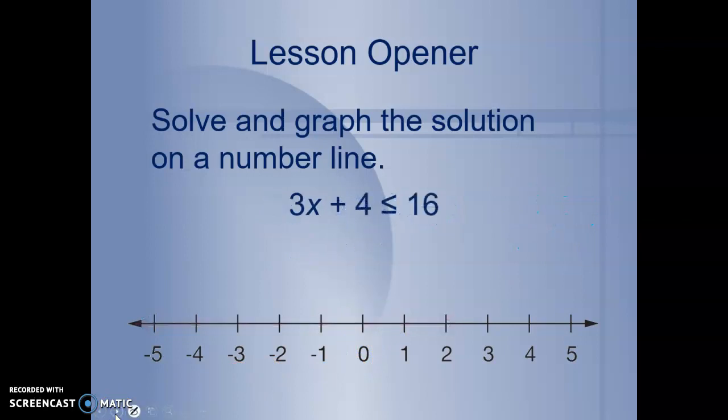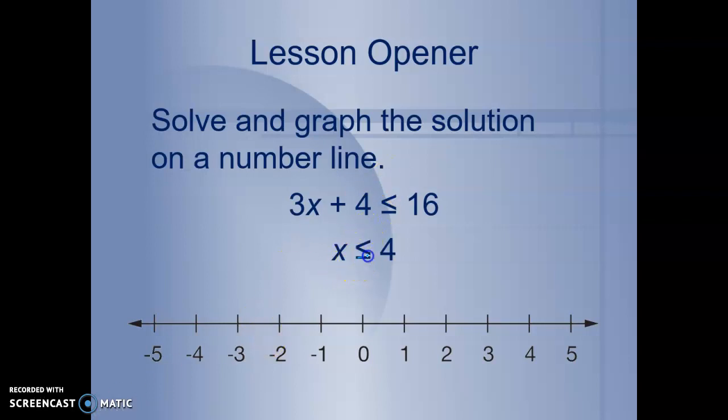All right, the last one I want you to try on your own. Pause the video, try it, and then come back and check your work. All right, hopefully you've done that, and now you're ready to check your answer. You subtracted 4 from both sides to get 3x is less than or equal to 12. You then divided by 3, and you got x is less than or equal to 4.